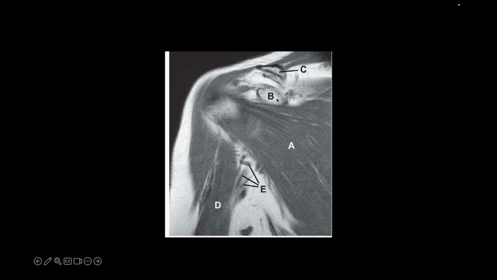B is therefore your coracoid process. C is the distal end of the clavicle, coming across here. I think if you just said clavicle, that would be plenty. D is the biceps brachii muscle, and then E is your axillary neurovascular bundle.